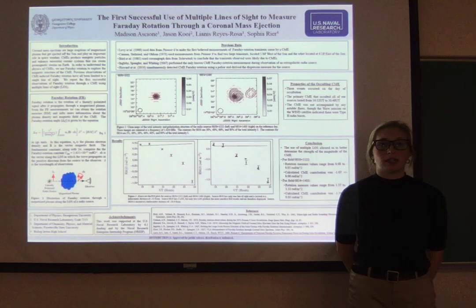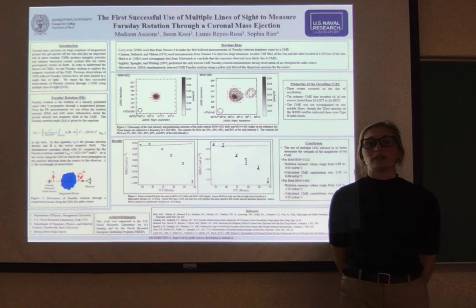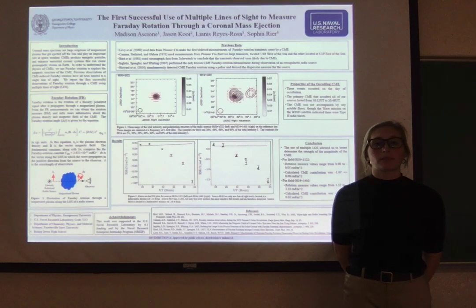In order to understand the physics of CMEs, we use Faraday rotation to explore their magnetic structures. Previous observations of CMEs through the use of Faraday rotation have been limited to one single line of sight, but here I present to you the first successful use of multiple lines of sight to measure Faraday rotation through a coronal mass ejection.